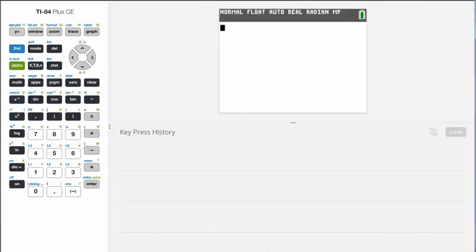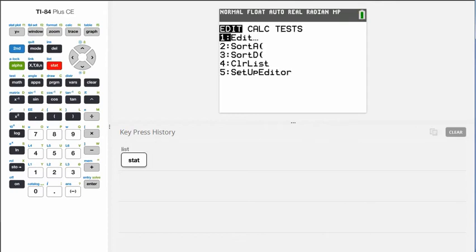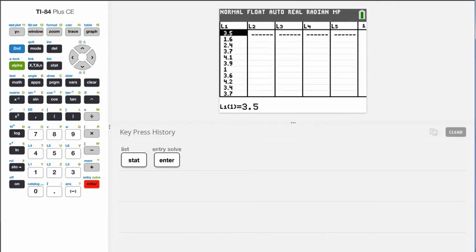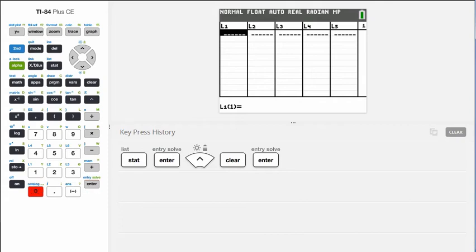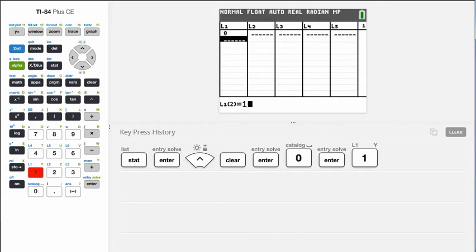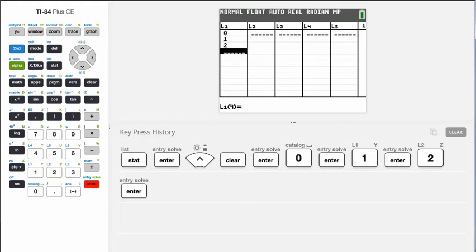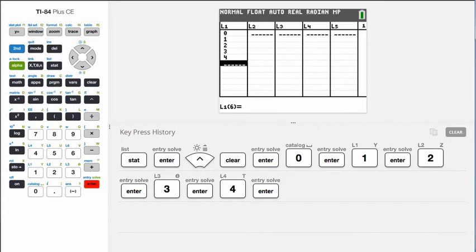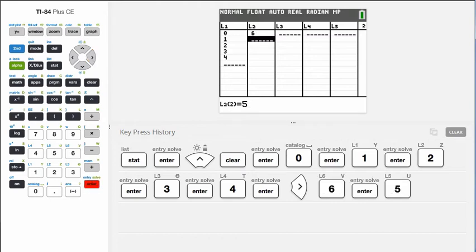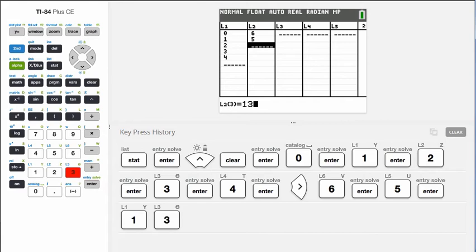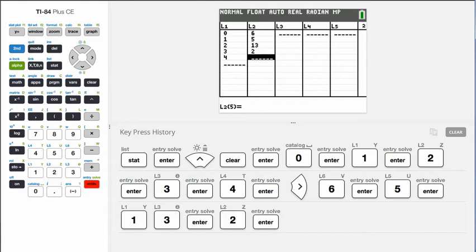In my calculator, I want to go to the Stat menu, Edit. I'm going to arrow up and clear to get rid of my data for L1. Now I want to type in 0, 1, 2, 3, 4. Then I want to go over to L2 and type in my frequency, 6, 5, 13, 2, 4.